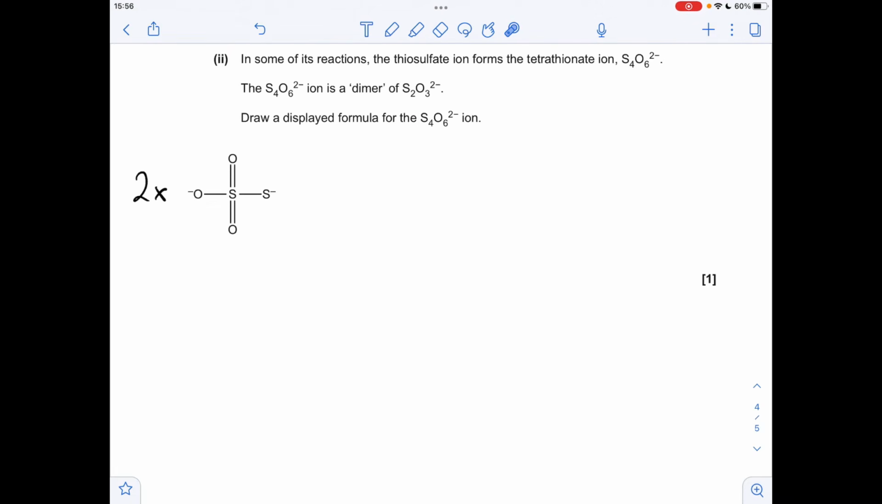So moving on to the last part, we're told that the S4O62- ion is a dimer of the thiosulfate ion, so obviously we need 2 of these, so we just need to think about how they could join together to form the S4O62- ion. So there's one of the possible answers. So we've joined the 2 thiosulfate ions together via the O minuses. Alternatively, you could have that, where the 2 S minuses have joined together and created the bridge there. You could also have this, where the S minus, say, of this one bridges with the O minus of the other one. Or you could do it the other way around.